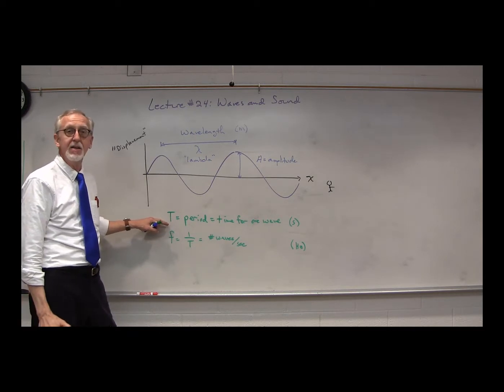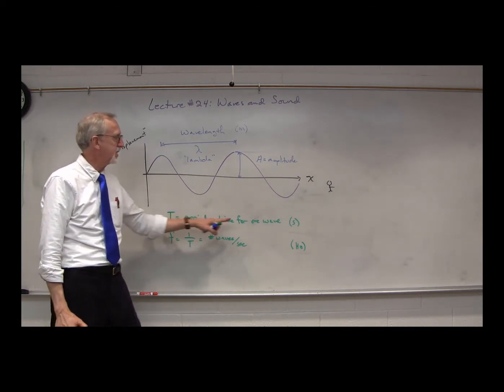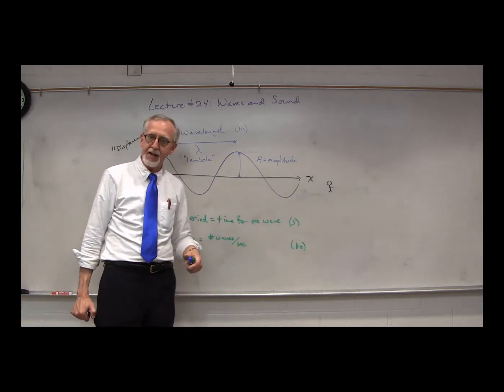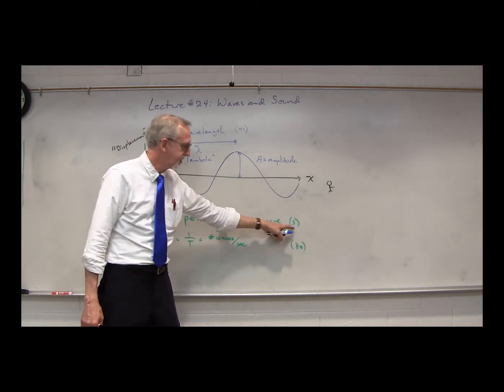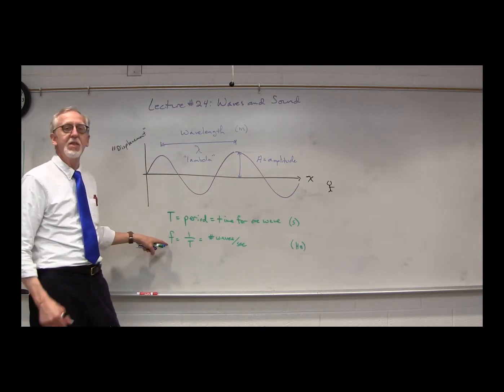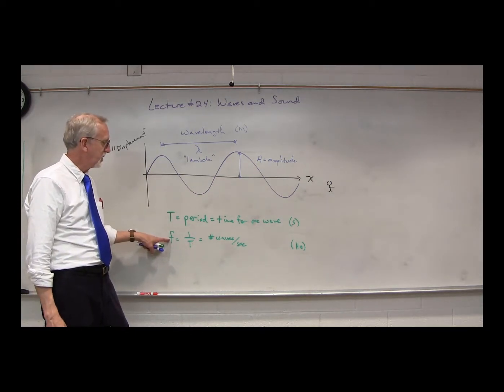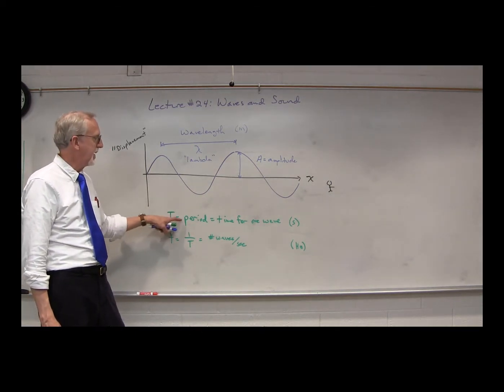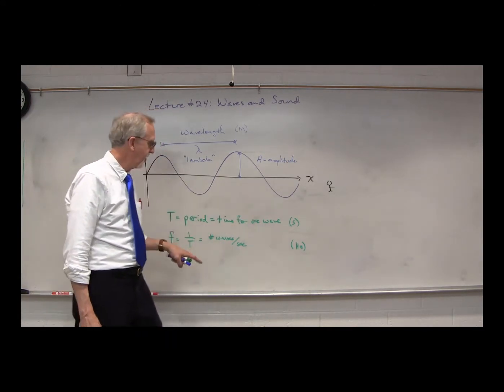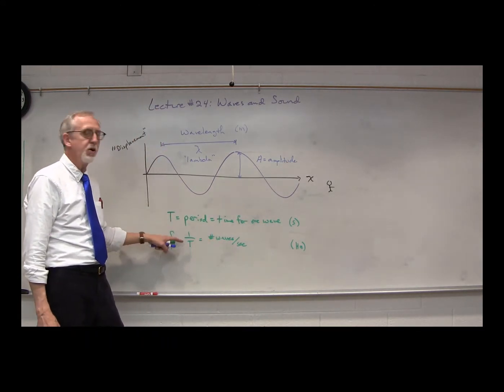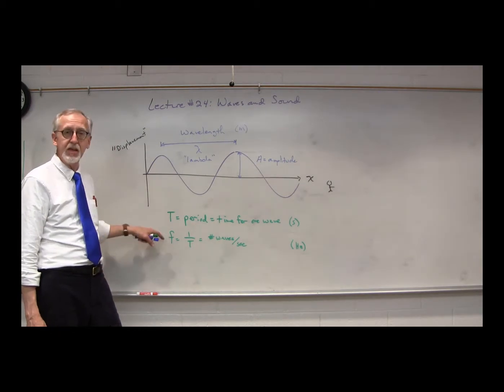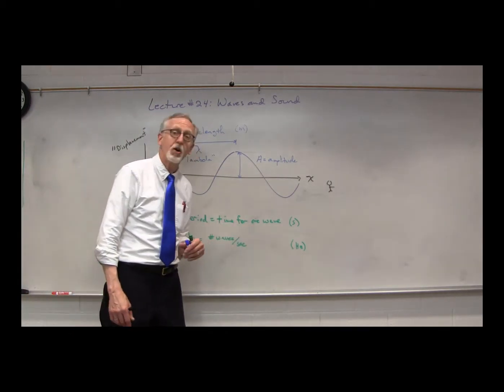That's what we call capital T, the period. The period is the time for one wave to pass by, and the units of the period are seconds. We could also measure the number of waves that pass us per second, and that's the frequency, which is then 1 over T. T is the number of seconds per wave. The number of waves per second would be 1 over T. That's what we call the frequency, and the units of frequency are hertz.